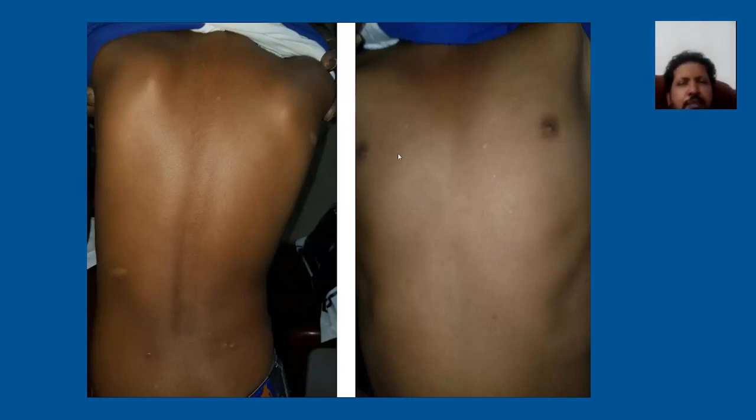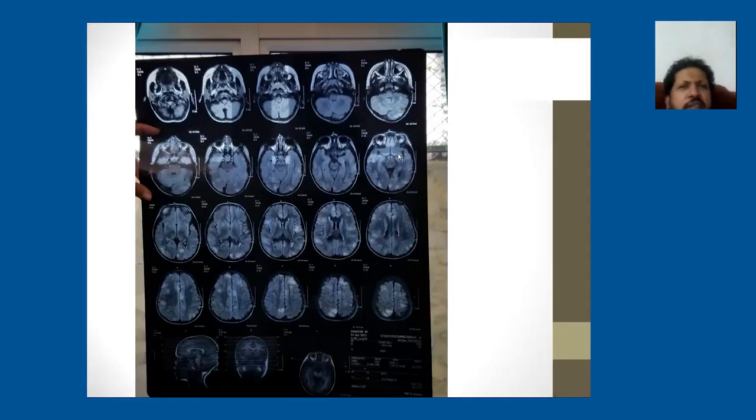Now, in their brain, these tubers, cortical tubers, subependymal tubers, astrocytomas, and even brain tumors, they can develop in life.